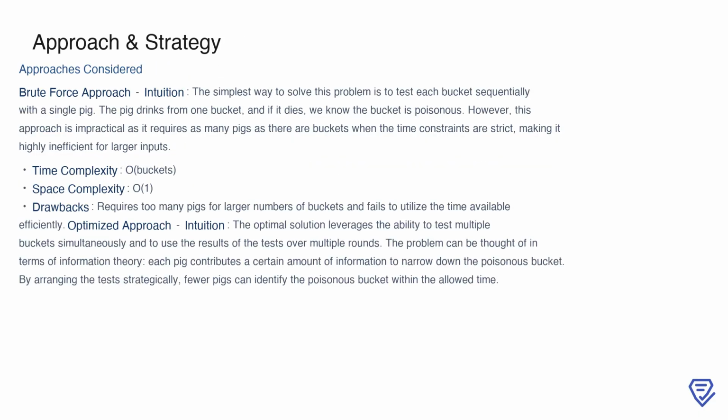To solve the poor pigs problem, we first consider a brute force approach. The intuition here is straightforward: assign one pig to test each bucket sequentially. If a pig drinks from a bucket and dies, we immediately identify that bucket as the poisonous one. However, this method is highly inefficient. It requires as many pigs as there are buckets, which becomes impractical as the number of buckets increases.